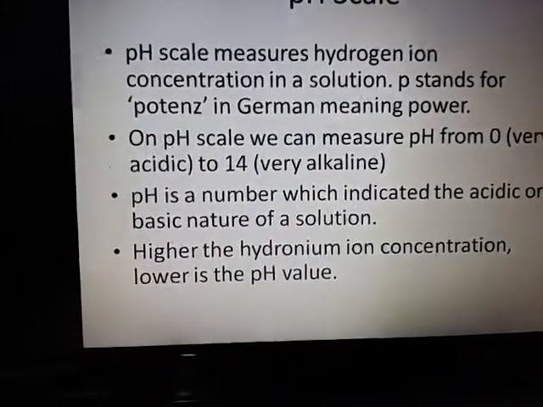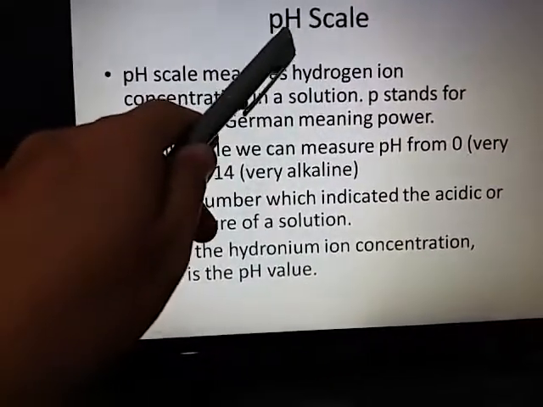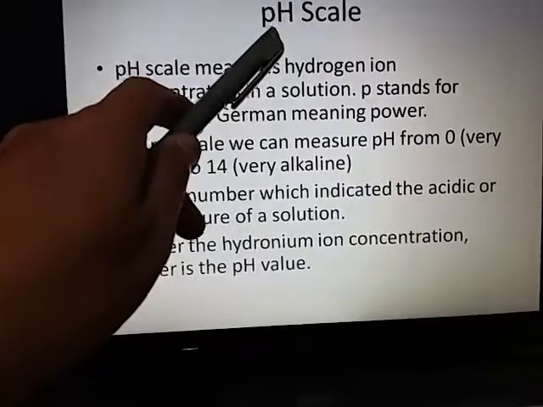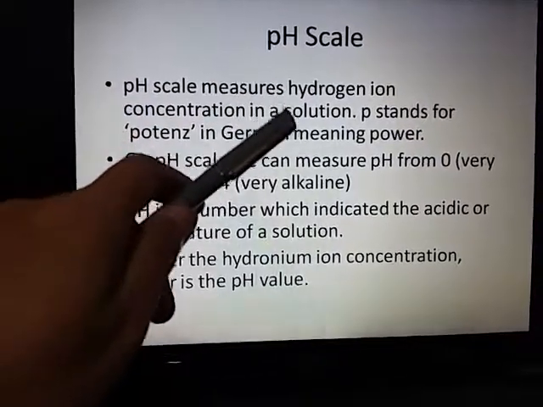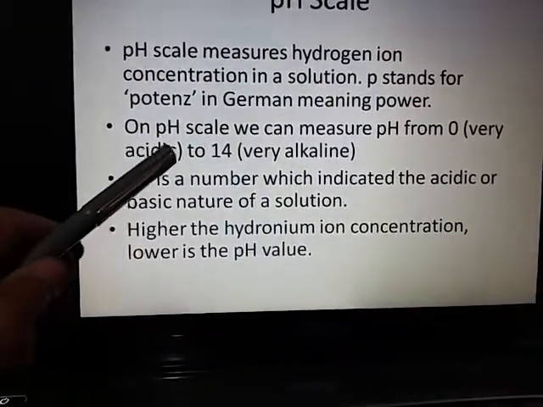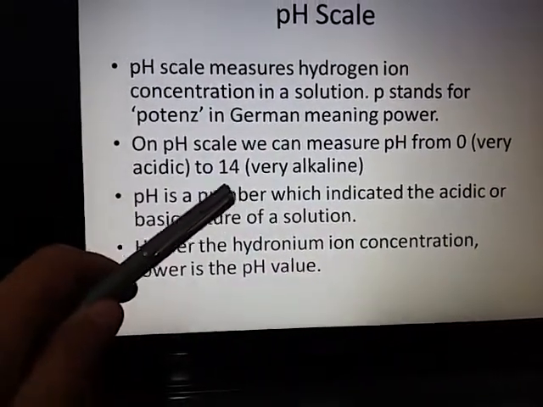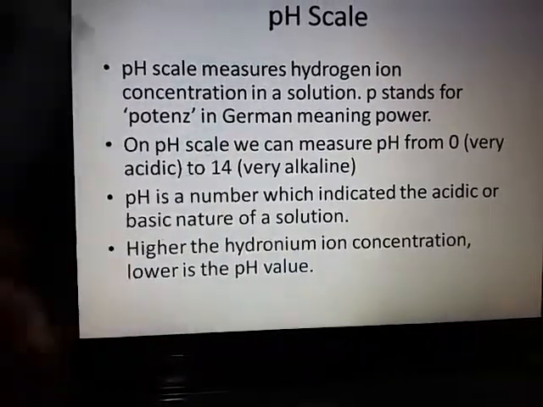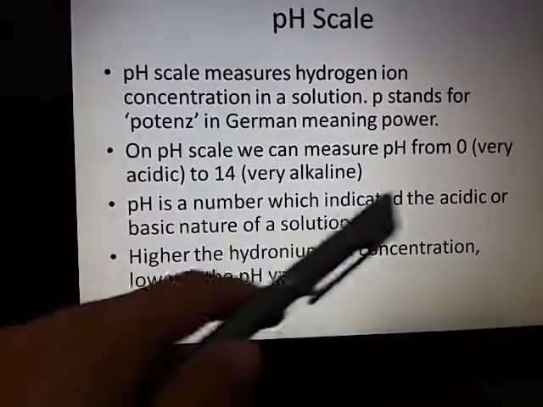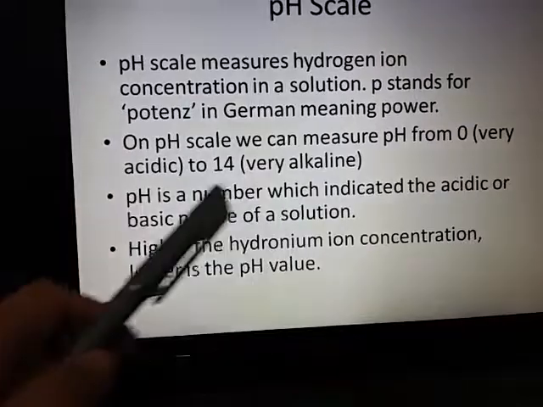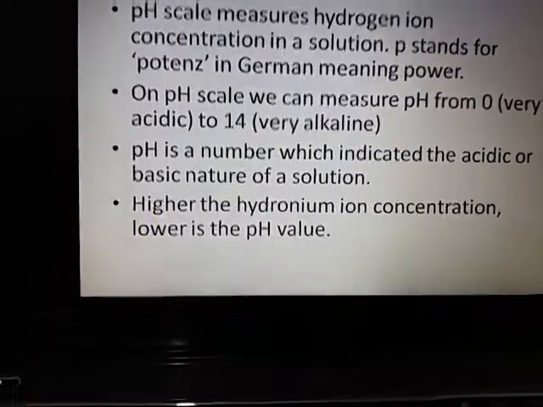Now the pH scale. It measures the hydrogen ion concentration in a solution. In pH, the P stands for potens or potential, right? In German, this word means power. So power of hydrogen ion, right? And this pH scale is from 0 to 14. Okay, so 0 to 7 shows acidic, and 14 means very alkaline. A low value, 0 or 1, shows highly acidic, and 14 shows a highly alkaline solution.